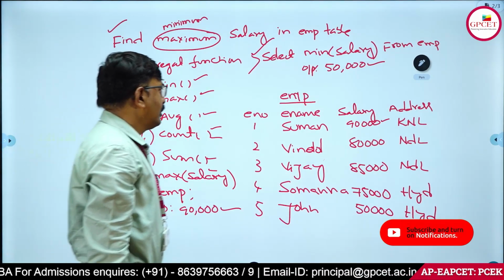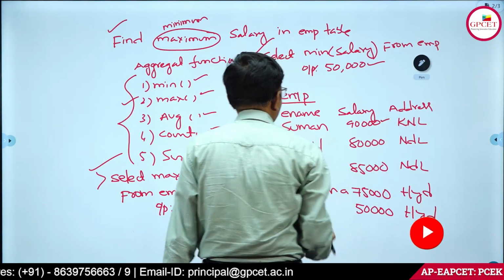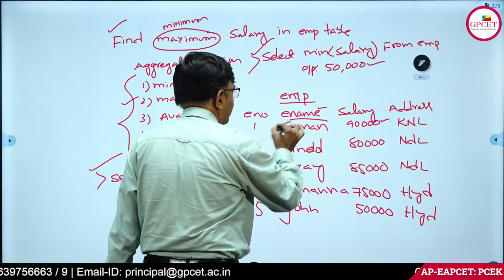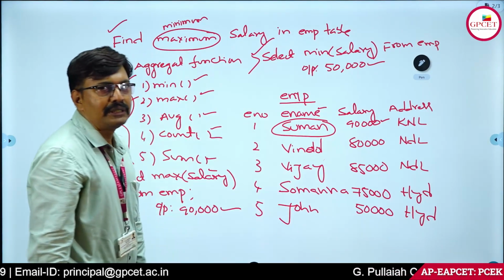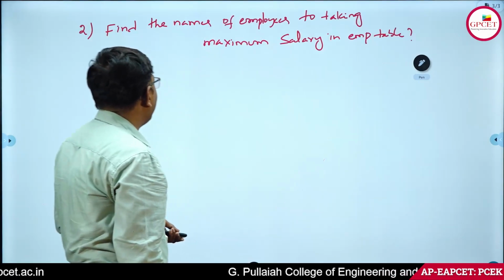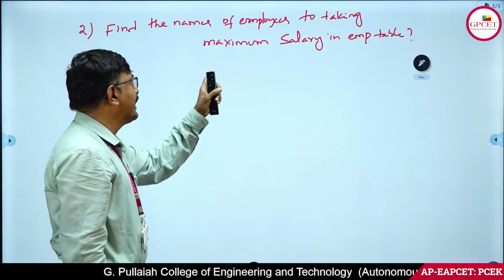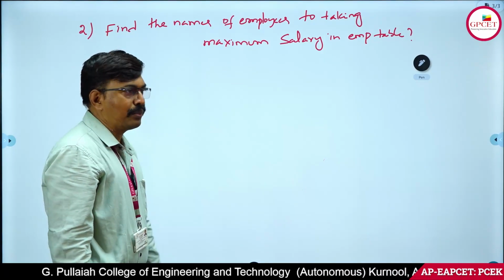Observe the table. Find the maximum salary. The maximum salary is 90,000. What is that employee's name? The employee name is Suman. The output is Suman. We find the name, not the salary. Find the names of employees taking the maximum salary in the employee table.